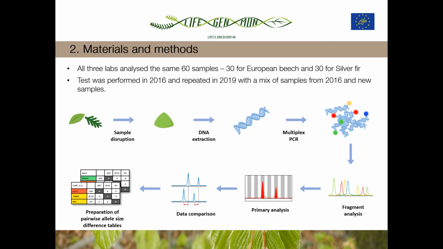Materials and methods. All three laboratories analyzed the same 60 samples, 30 for European beech and 30 for silver fir. Tests were performed first in 2016 and then repeated in 2019 with a mix of samples from 2016 and new ones. All three laboratories had to perform all stages of laboratory analysis, from sample preparation all the way through to primary analysis. The genotype data was then compared, and from that comparison, pairwise allele size difference tables were prepared.